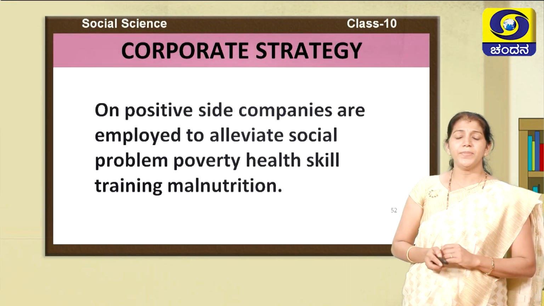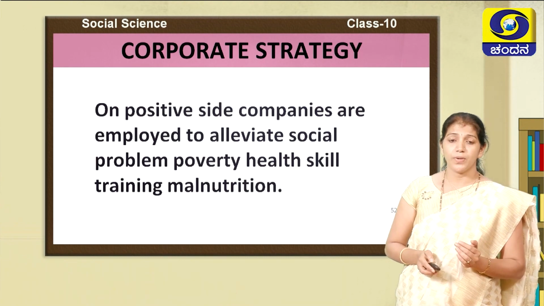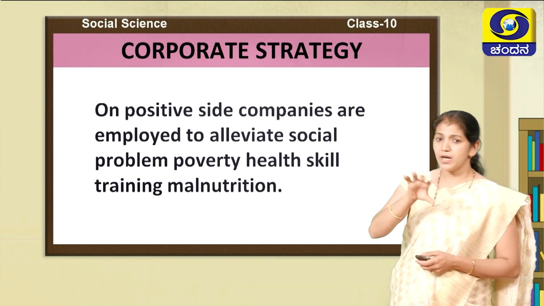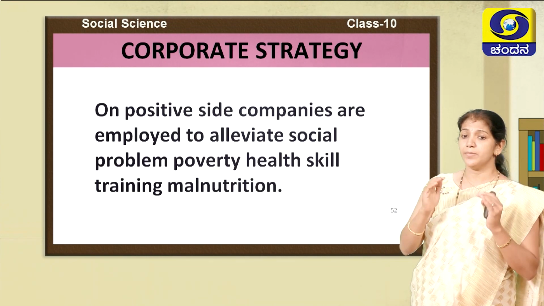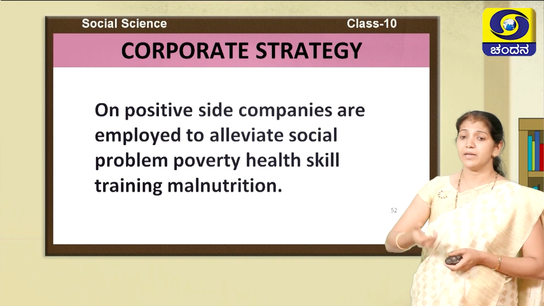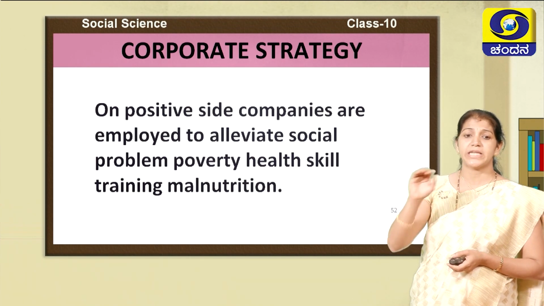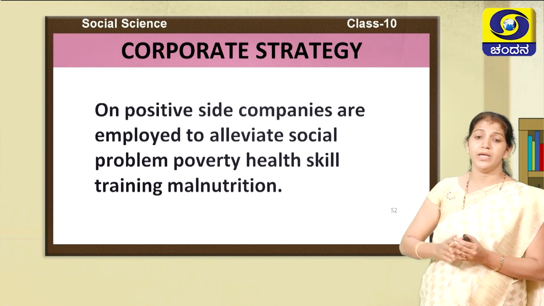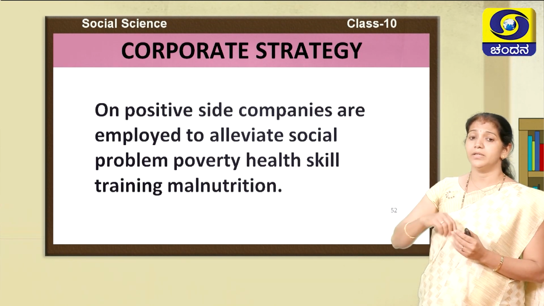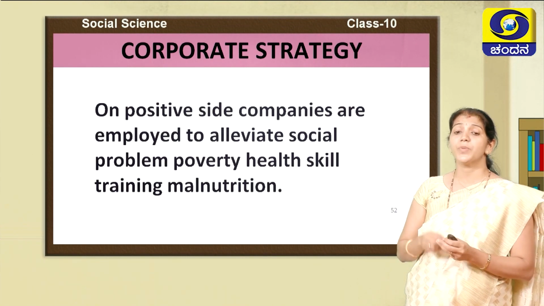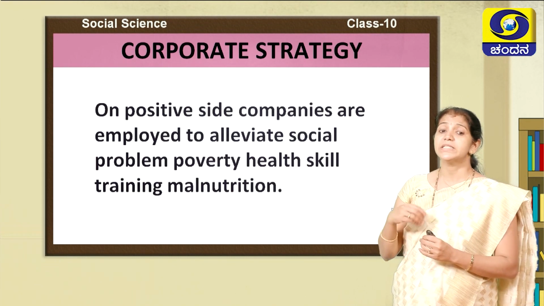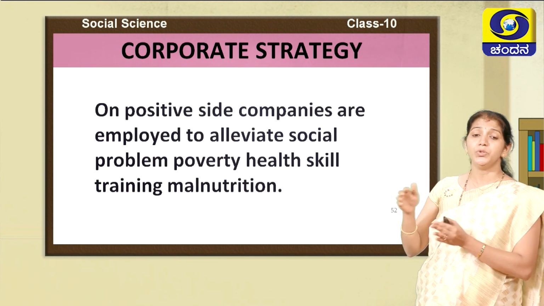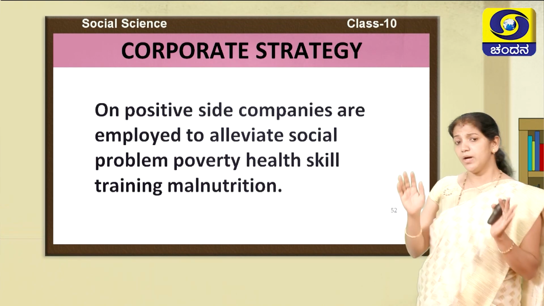On the opposite side, the companies are employed to alleviate social problems like poverty, health, skill training and malnutrition. Companies are introducing new strategies or plans to win the belief of the people, or so that people identify the social work of the corporate strategy. So corporate strategies are introducing some social welfare programs. For example, for the alleviation of poverty, providing some health facilities to the people, providing orientation programs or skill-based training, avoiding malnutrition and providing nutritious food for the people. So they are showing some social welfare programs.